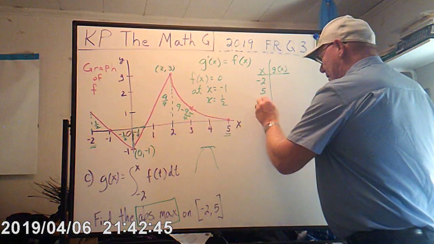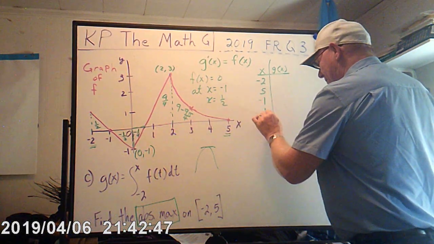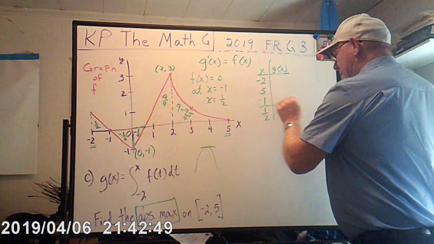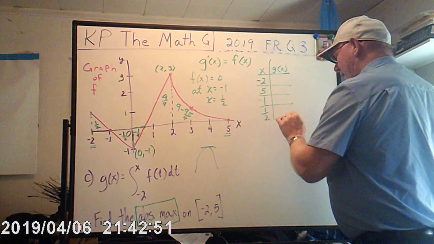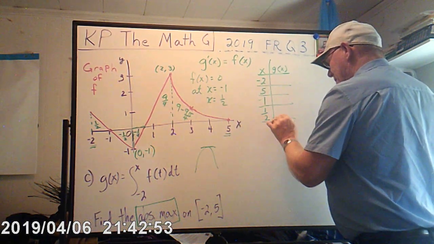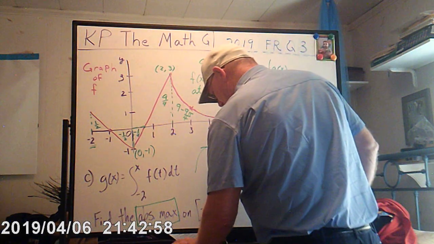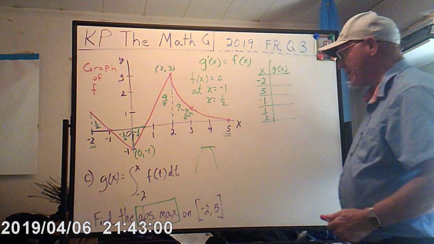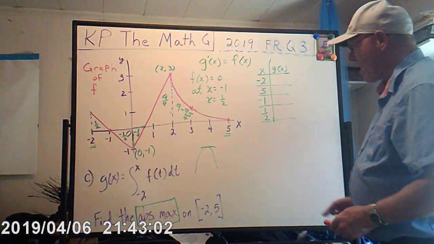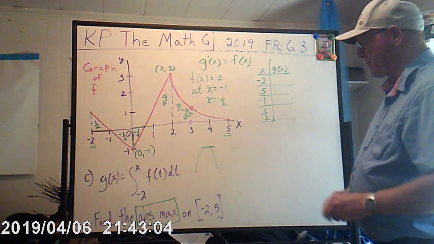So -1 and 1/2 right here. Okay, so we're going to look at these answers here and see what we get. Alright, now I'll have to use different colors from time to time. Let's see what g of x is.